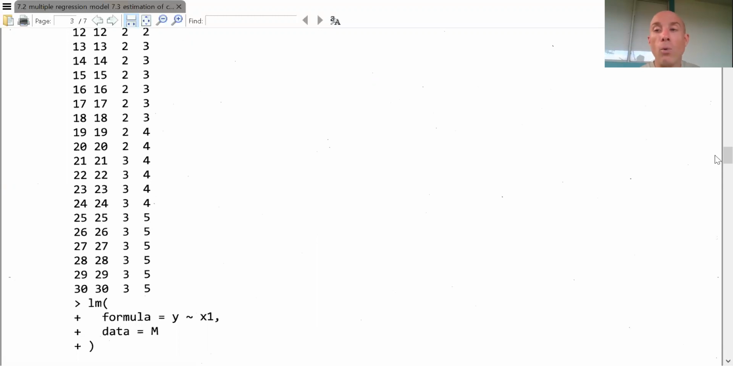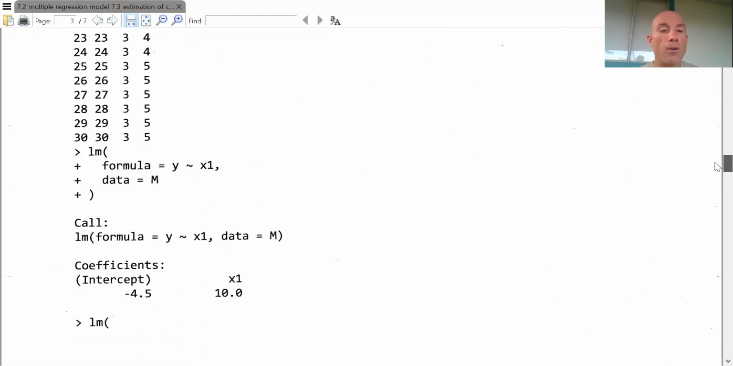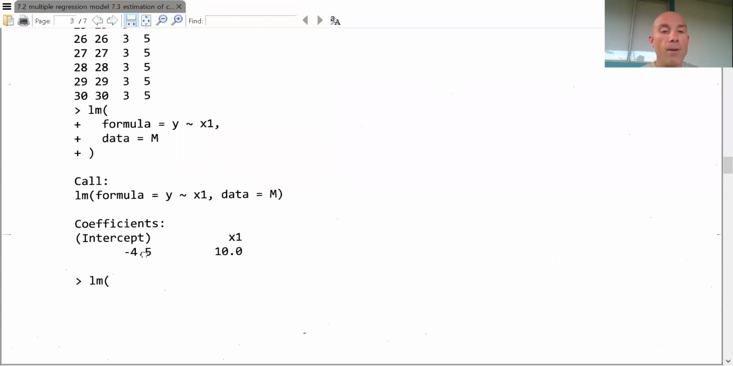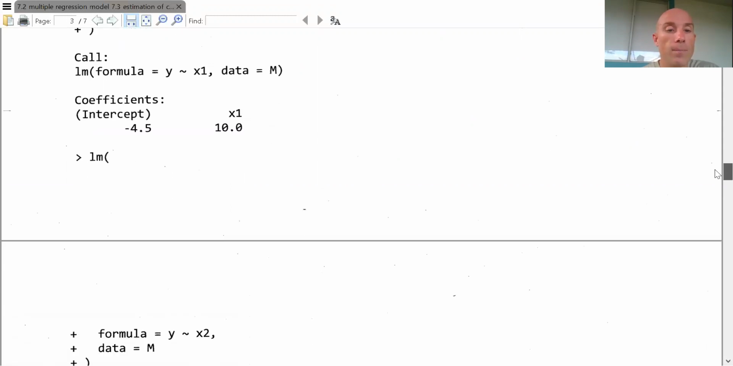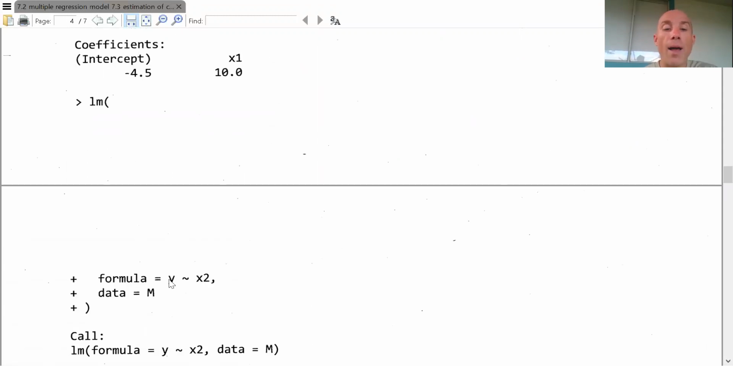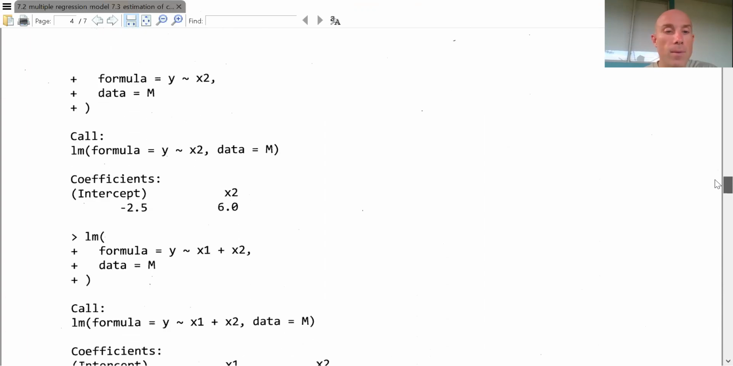Okay, so let's build a model with just x1 as a predictor. I can see that negative 4.5 and 10 are my coefficients, so a slope of 10 and a y-intercept of negative 4.5 is my fit. Let's build another one. Now, let's predict y using only the values 1 through 5. Let's see what happens. Now I have a y-intercept of negative 2.5 and a slope of 6.